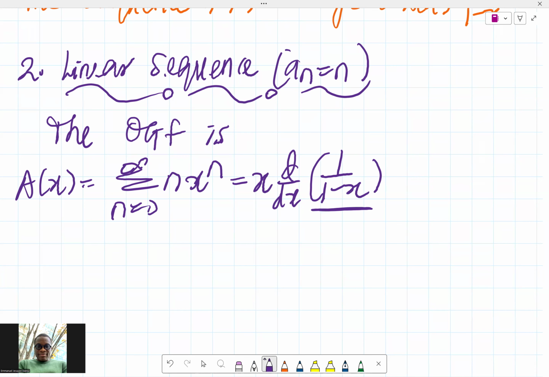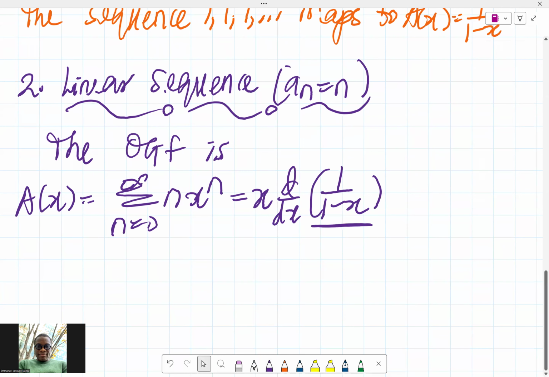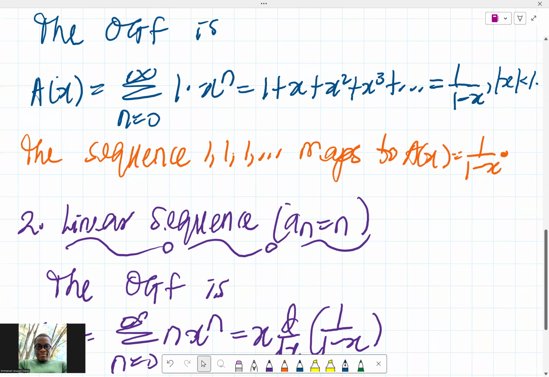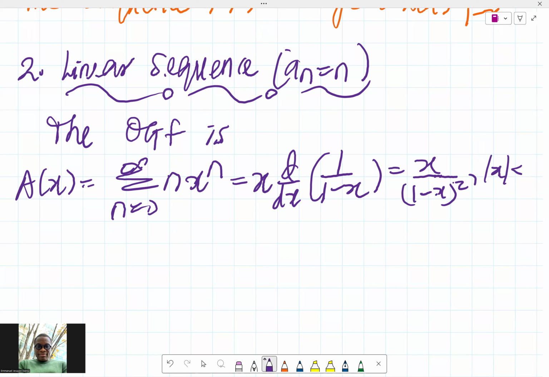This is for the constant sequence that we just did up there. So it means that if you differentiate the ordinary generating function for the constant sequence and multiply by x, you end up getting this particular one. So in the end, if you differentiate this, this is x over 1 minus x all squared. And that also holds only for absolute value of x less than 1.